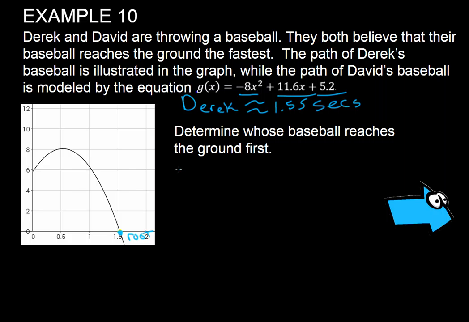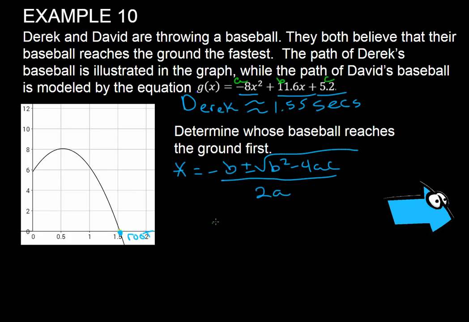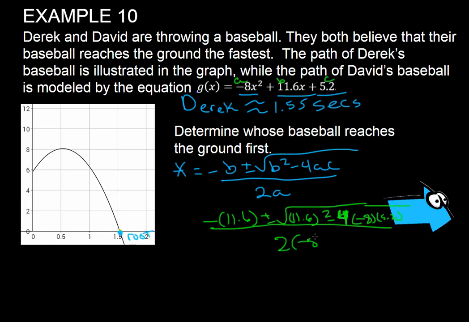So x equals negative b plus or minus the square root of b squared minus 4ac, divided by 2a. So let's label our a, b, and c. So we're going to take negative 11.6 plus or minus the square root of 11.6 squared minus 4 times a, which is negative 8. That's a 4, not a 9. Let's be careful about that. And then c is 5.2, all over 2 times negative 8.